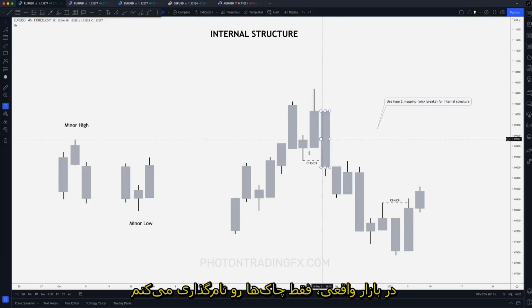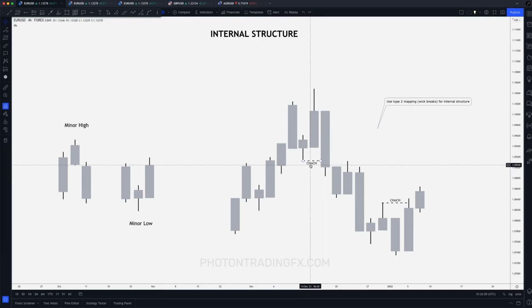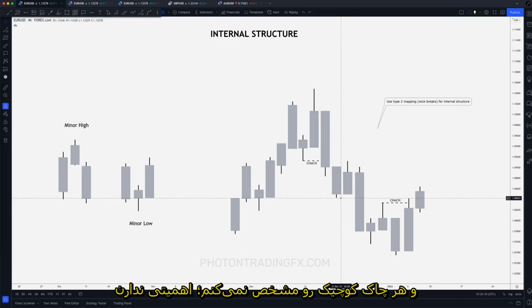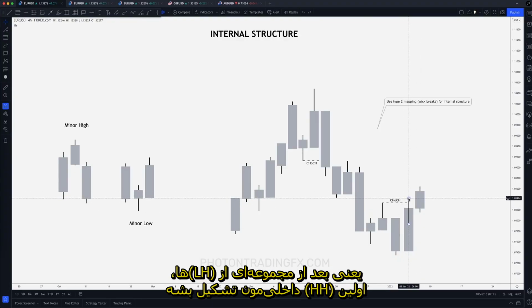So in the live market, I will only ever label on what I call the change of character, which is when that internal bullish structure first shifts to bearish structure, right? But I'm not labeling on every little minor break of structure here, whatever you want to call it, until it does the opposite, right? Until it goes from bearish to bullish and we get that first internal higher high after a series of internal lower highs, okay?